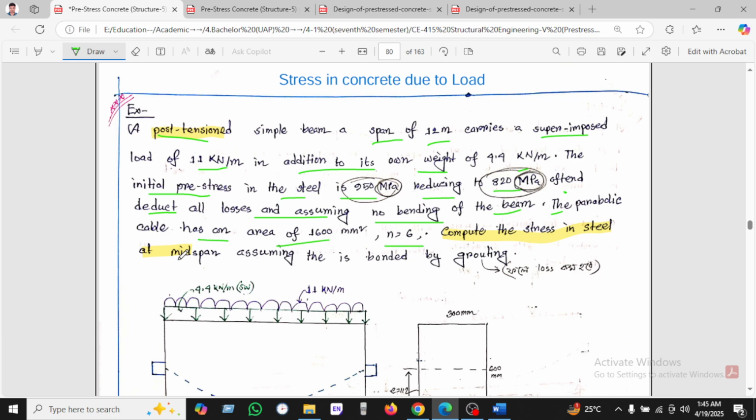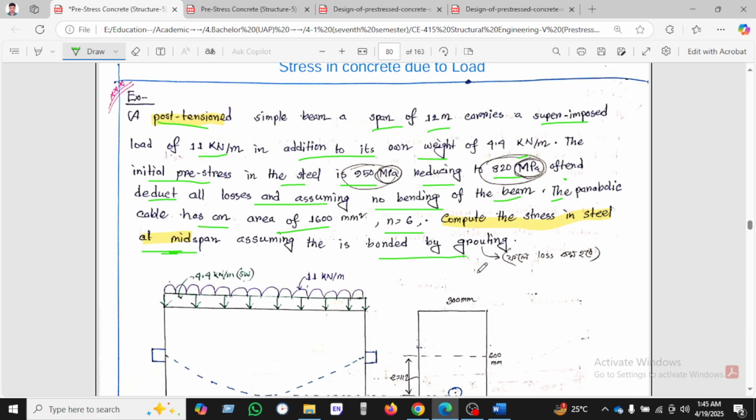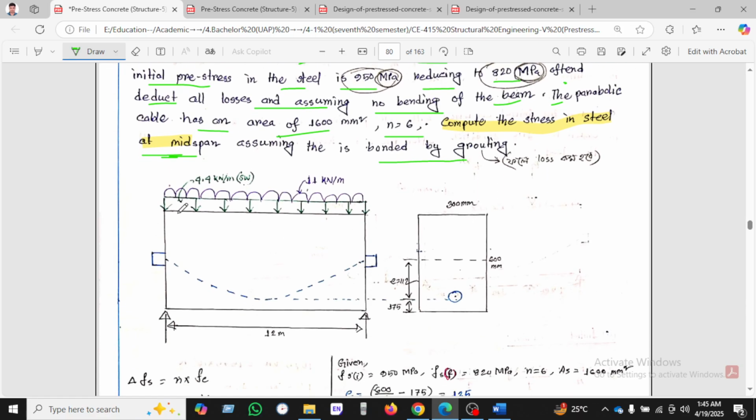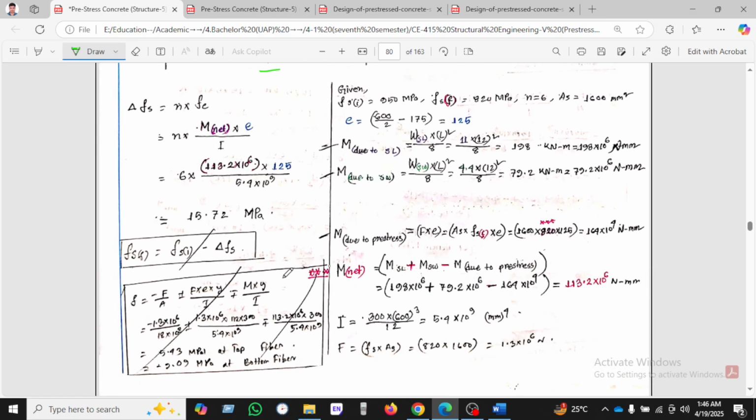Compute the stress of steel at the mid section, assuming all is bonded by grouting. So we can see that L is given and all the data is given here. These are the E value, and the 170 and 600. Okay, so let's see.